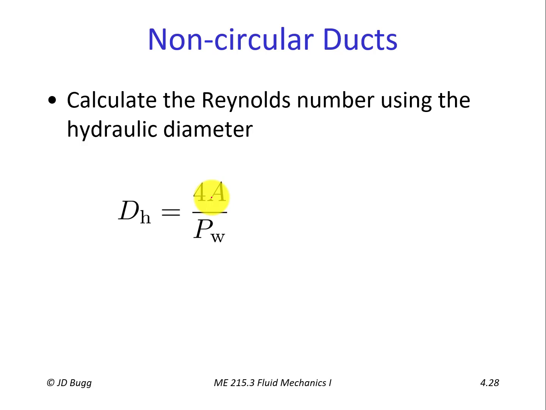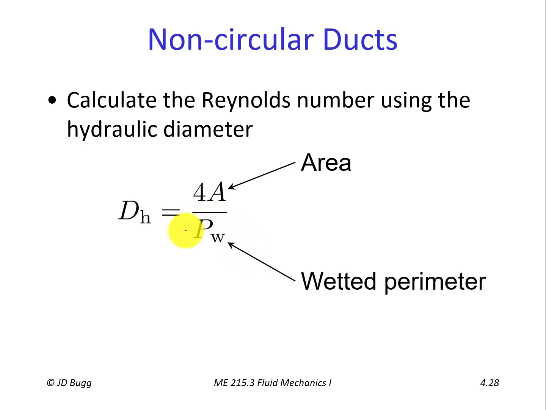The hydraulic diameter is defined as 4 times the cross-sectional area of the duct divided by the wetted perimeter. And wetted perimeter is just the length of all of the sides of the duct added up. Now, if you calculate the hydraulic diameter for a circular pipe, you'll find out that it's just the diameter of the pipe. But if you have a square duct or a rectangular duct or a triangular duct, you would use this equation to calculate a hydraulic diameter, and then you would use the hydraulic diameter to calculate the Reynolds number, and in the Darcy-Weisbach equation to calculate the frictional pressure drop.